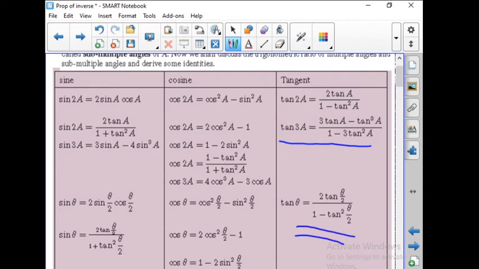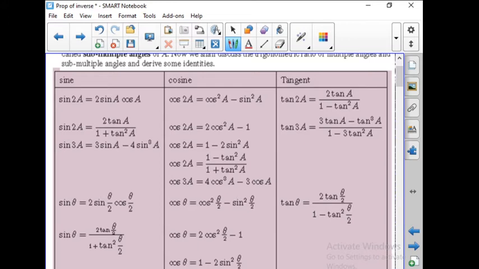When you see cos 3A and sin 3A, differentiate them and learn. Sin 3A is 3 sin A minus 4 sin cube A. And cos 3A is 4 cos cube A minus 3 cos A. So all the formulas, differentiate and learn them thoroughly. All this we will be using in doing the problems. So now we will see the exercise.